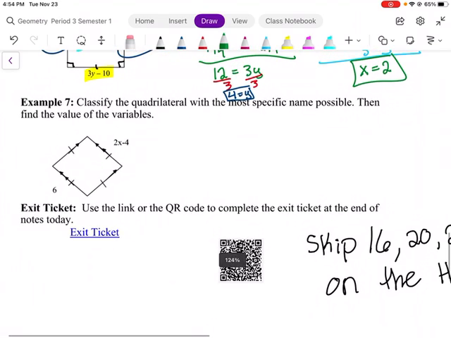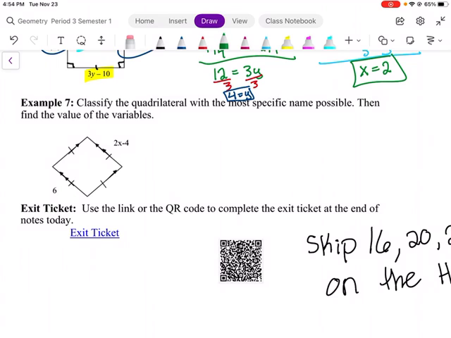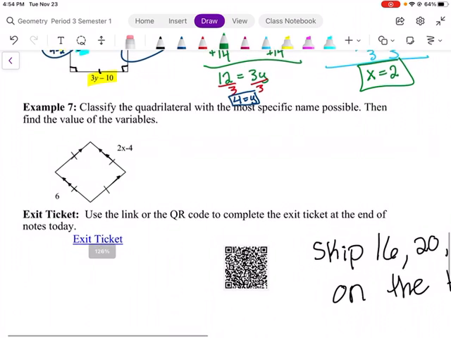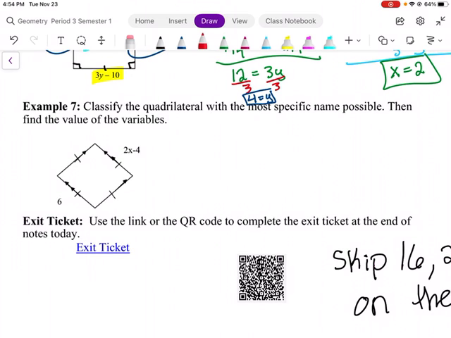Our last example on here, example 7, is classify the quadrilateral with the most specific name possible. Then we're going to find the value of the variables. So this is the type of example that you're going to be getting. And for this, you can see clearly marked that we have all 4 sides are marked congruent to each other. And they also give us these symbols to tell us that these lines, opposite pair of sides, are parallel with each other. So the most specific name that we could give this parallelogram is a rhombus.